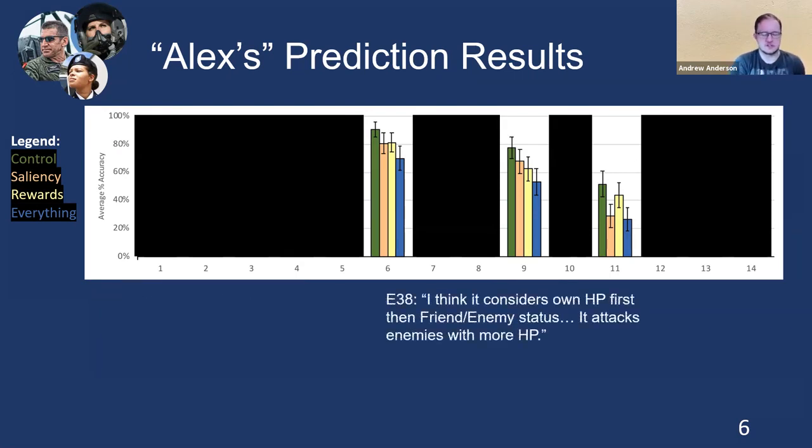So why was this? We started looking at some of their responses, and this is an everything participant, so those blue bars on the right, and they're juggling a lot of information. They're saying, I think it considers this thing, and then it does this thing. So it's a very detailed attempt at understanding what's going on. Whereas the control participant here is using a more intuitive sense. This object has the lowest health of all the enemy objects.